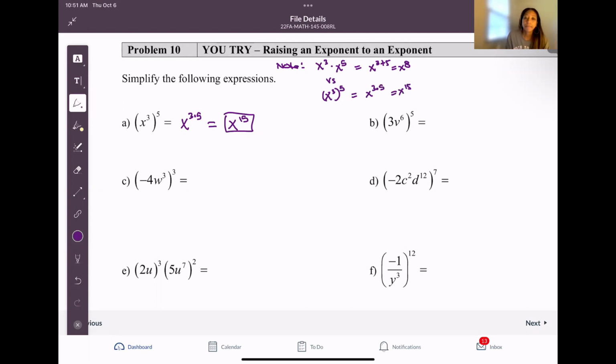All right, for part B, we're going to apply the 5th power to each term in the base. So we have 3 to the 5th times v to the 6th to the 5th power. 3 to the 5th power is, that's 81 times 3, 243. Let me make sure again. All right, 81 times 3 is 243. Yes. So this would be 243, and then times v to the 6 times 5. So that's 243 v to the 30th power.